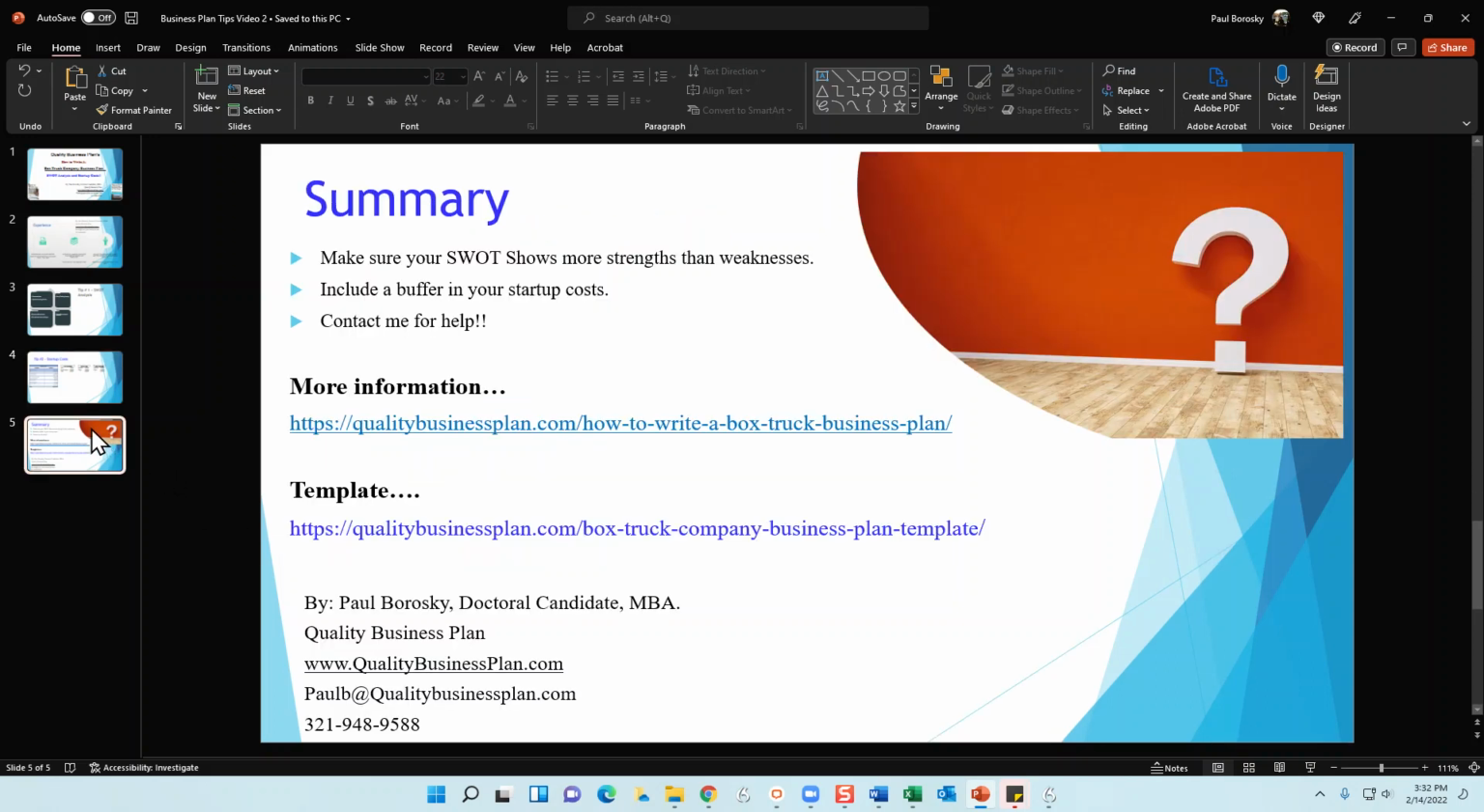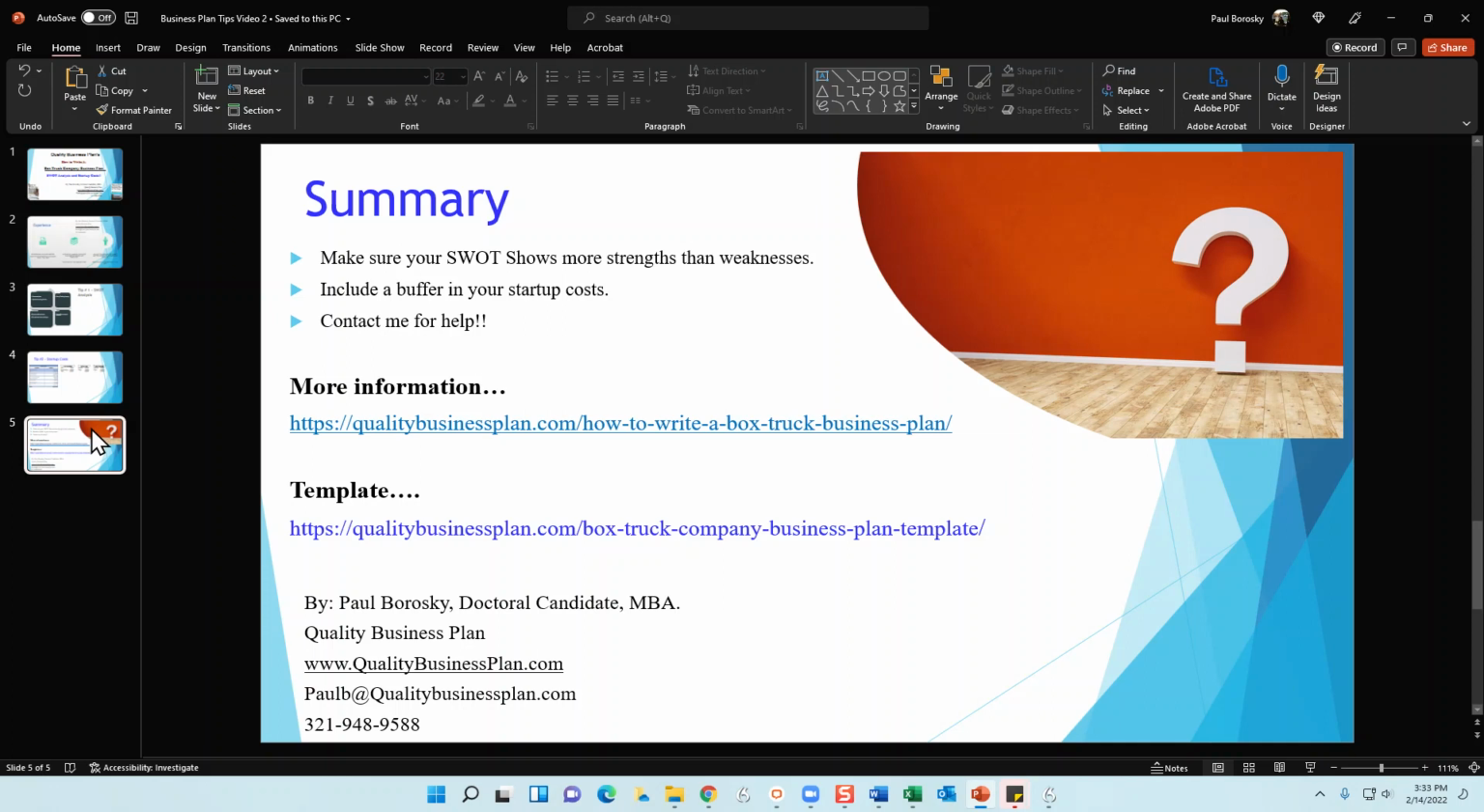All right. Well, hopefully that information is helpful for writing your business plan for your box truck company. So let's summarize real quick. First and foremost, when you're writing your SWOT analysis, make sure to show more strengths as compared to weaknesses. I can't drill that enough. If you're going to have 4 bulleted strengths, make sure you have 1 or 2 weaknesses. If you're going to have 6 or 7 strengths, then maybe 2 or 3 weaknesses. So always go top heavy for your strengths and opportunities as compared to your weaknesses and threats.